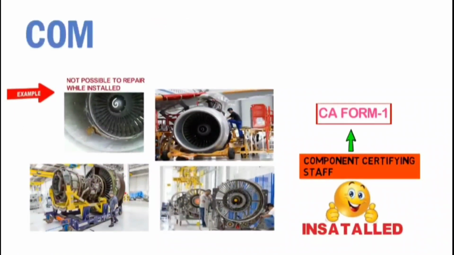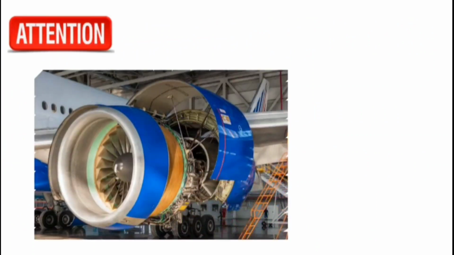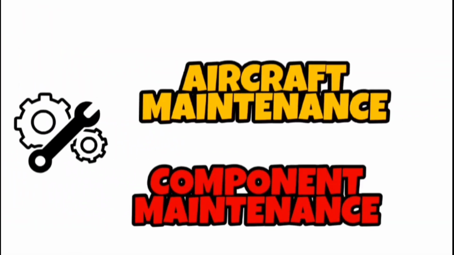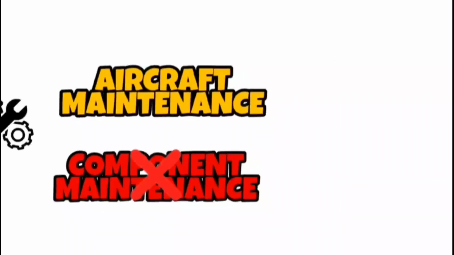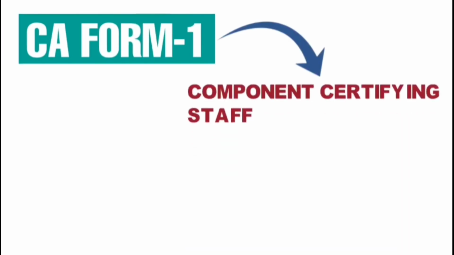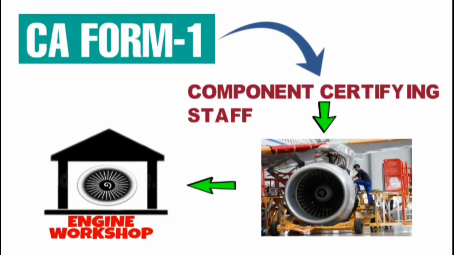So I hope you got a basic idea about what is component maintenance. Remember one important point. If engine was installed on an aircraft and maintenance was performed, it is termed as aircraft maintenance, not component maintenance. So for that, CRS will be issued, not CA Form 1. CA Form 1 is raised by a component certifying staff only for the component which is removed from an aircraft and maintained in an appropriate workshop.